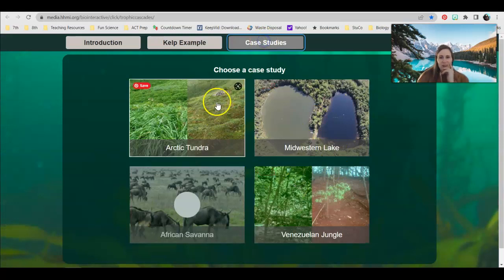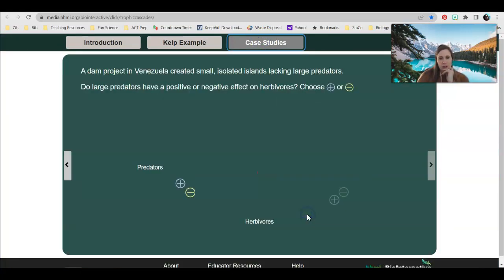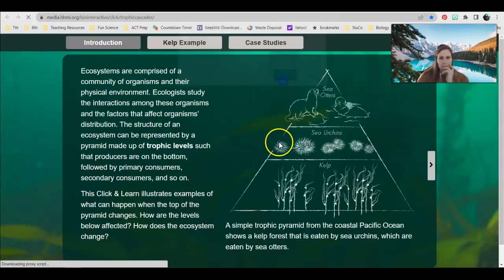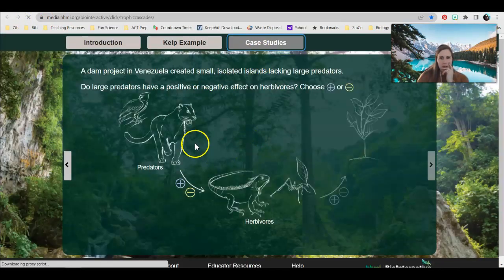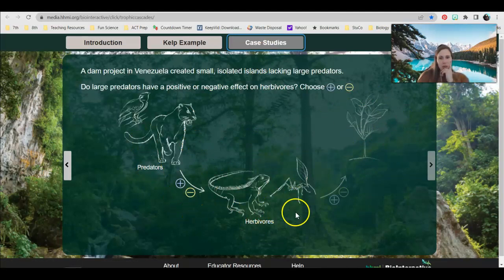Okay. So now if I go back to my case studies, you guys are going to look first at the Venezuelan jungle. So you guys are going to look at predators, herbivores, and it's not wanting to load right now for me. Okay, so predators, herbivores, and then your vegetation here. So you guys will go through that cascade and see how they affect each other, whether it's direct or indirect, and whether it's positive or negative.